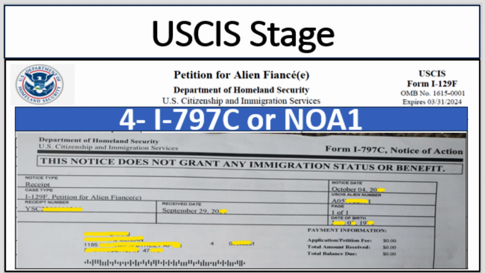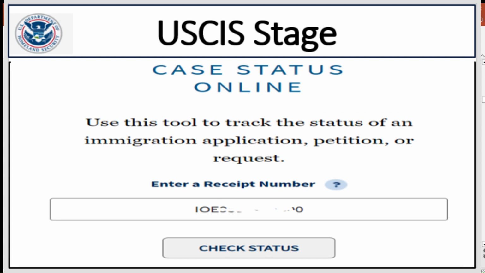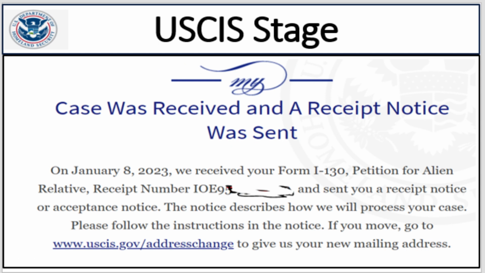You go online and look for USCIS case status online, enter the receipt number, submit, and click on check status, and it's gonna take you to this page. It's gonna give you a message right here telling you that your case was received and the receipt notice was sent. That's the receipt we talked about, the I-797C.